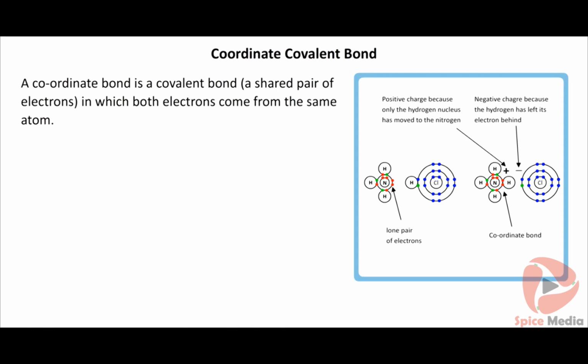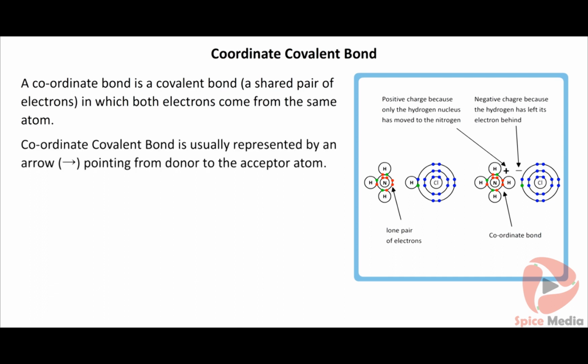A coordinate bond is a covalent bond, a shared pair of electrons in which both electrons come from the same atom. A coordinate covalent bond is usually represented by an arrow pointing from the donor to the acceptor atom. A coordinate bond is also called a dative covalent bond.